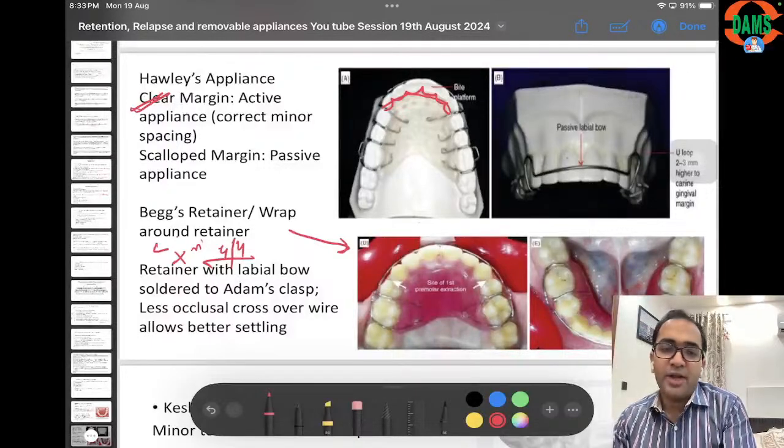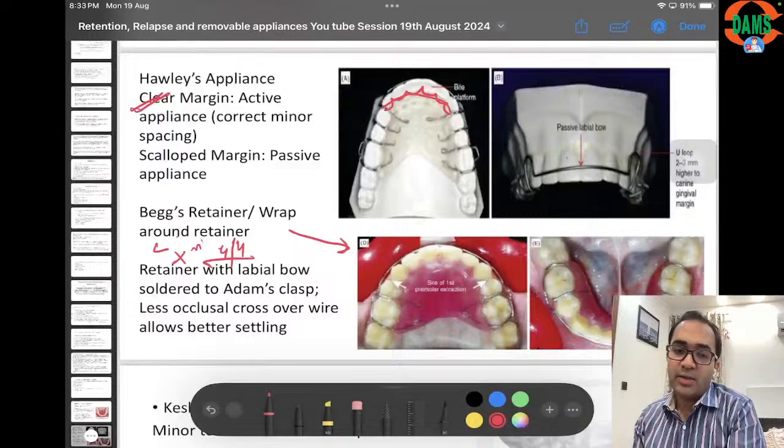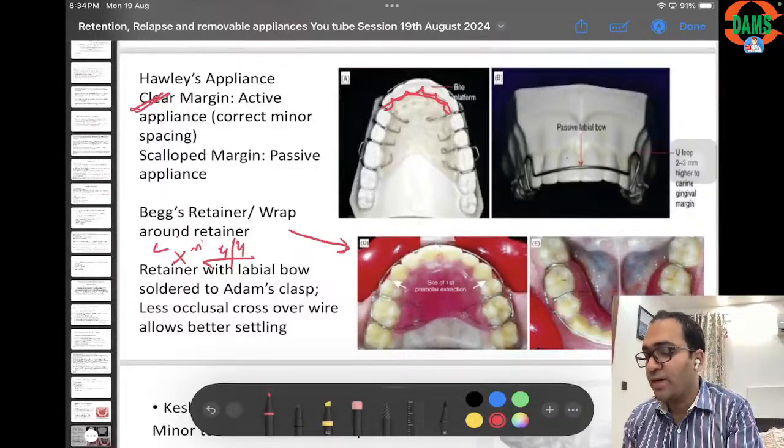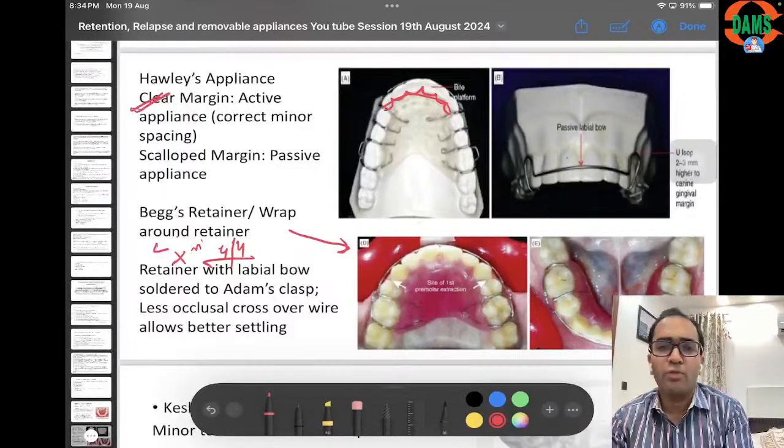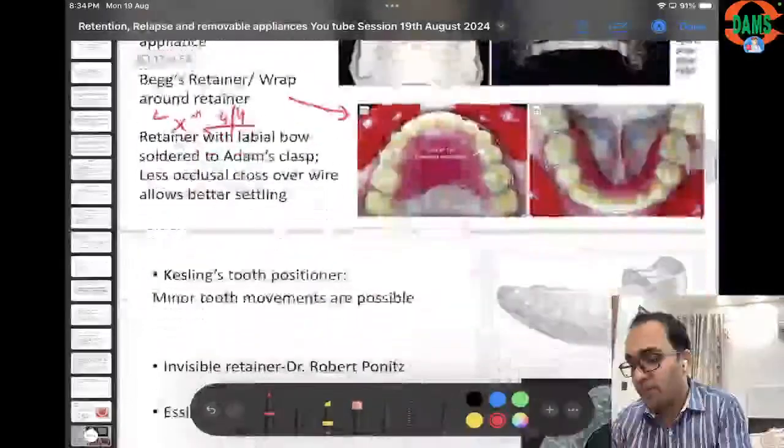Okay, next is a retainer with labial bow soldered to Adams clasp. Less occlusal crossover wire allows better settling. This is a modification of Hawley's appliance only.